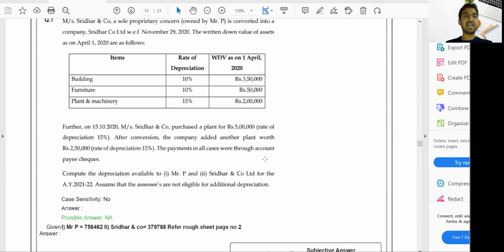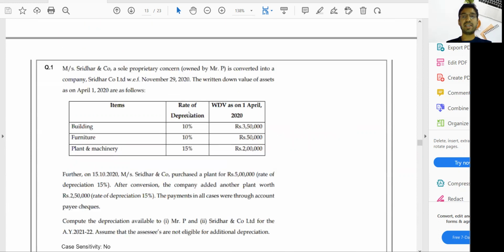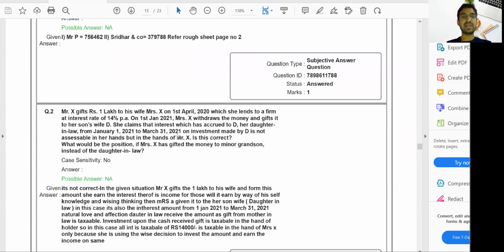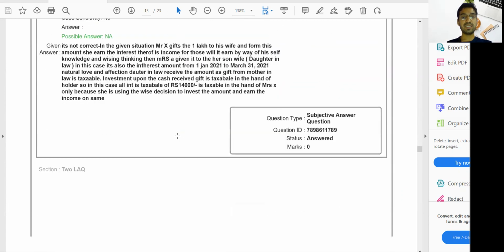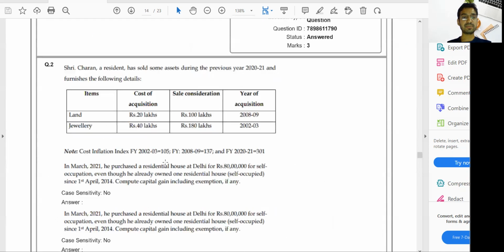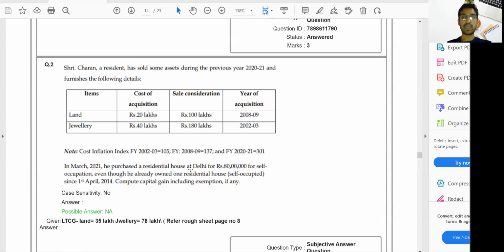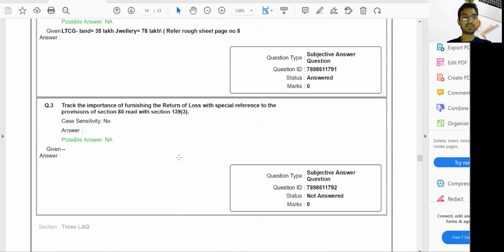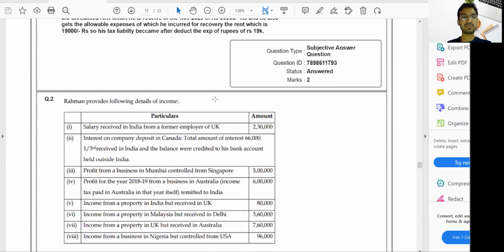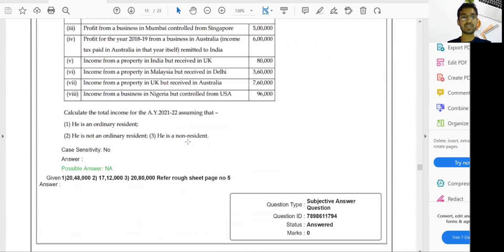After Section A and B, this one is a purely practical question. Again, a case study based smaller theoretical question. Then a small practical question. A full-fledged question from capital gain, theory, a practical question. But yes, all the questions are coming from the study material.